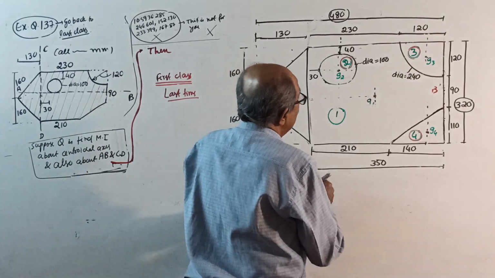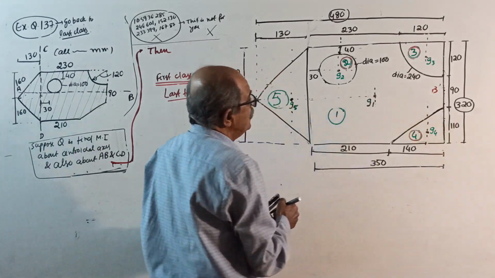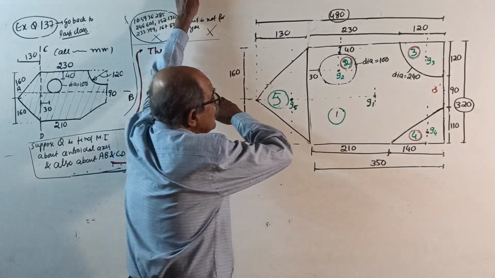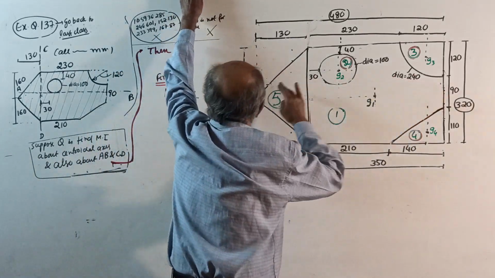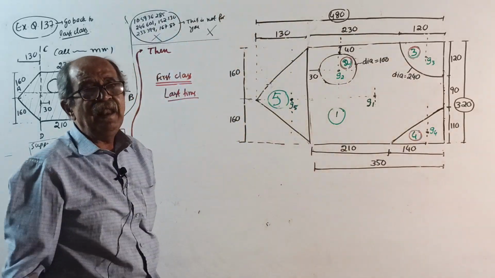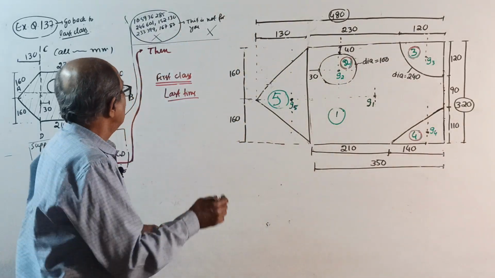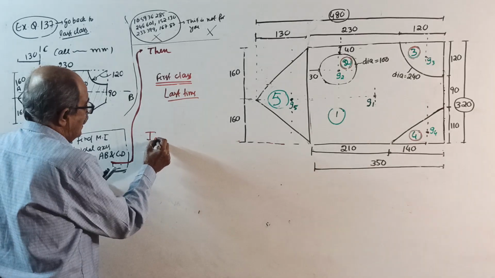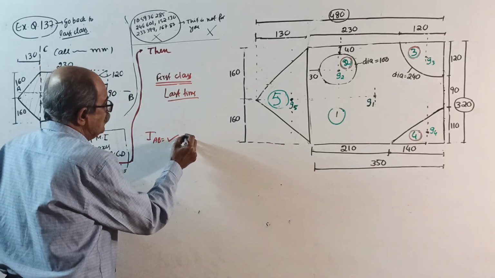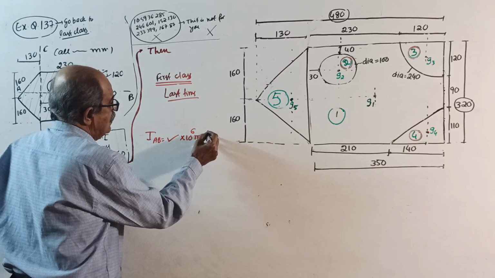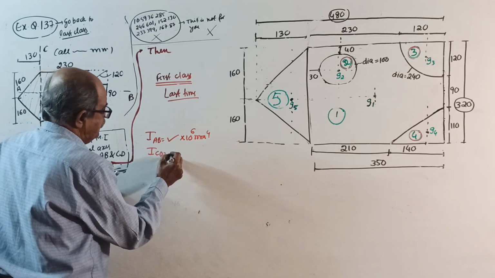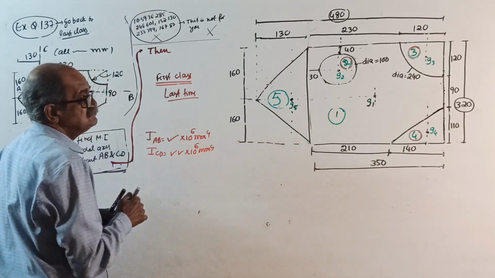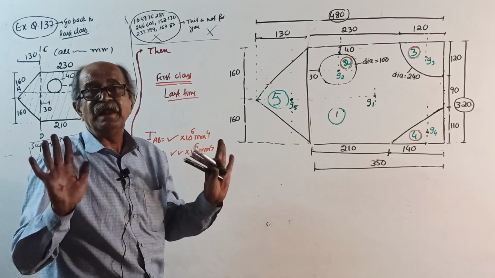There was no location of centroid, no X bar, Y bar calculation, and no marking of XX, YY. Directly mark that AB axis and CD axis, apply the parallel axis theorem, and we got the answer. We got I about AB as something into 10 to the power 6 millimeter power 4, and I about CD as something into 10 to the power 6 millimeter power 4. Write the values here. The question was completed there.